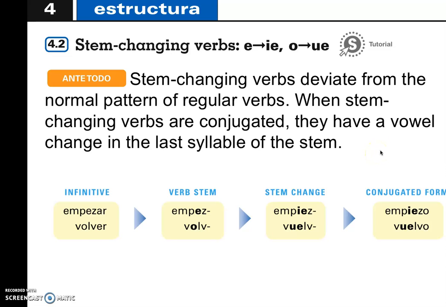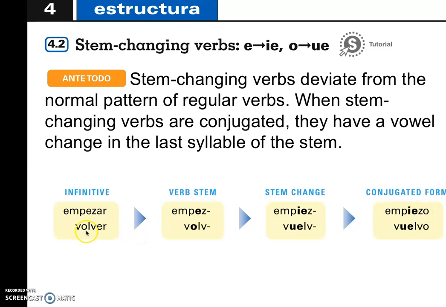So when stem changing verbs are conjugated, they have a vowel in the last syllable of the stem where there's a vowel change. All right, so here are a few examples. Let's look at empezar, which means to begin or to start. You see that the E is highlighted, that's where the stem change takes place, and that E turns into an IE. And then the endings are the same for the yo, tú, él, usted, nosotros, ustedes, ellos, and ellas, okay? So here you see that it says empiezo, all right?